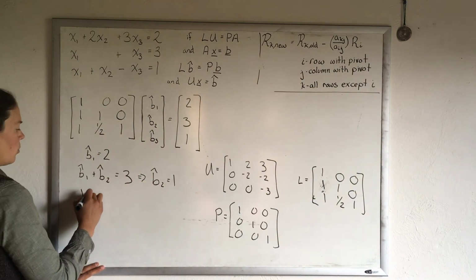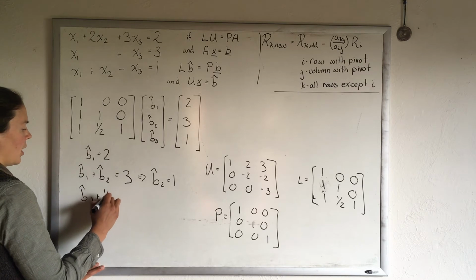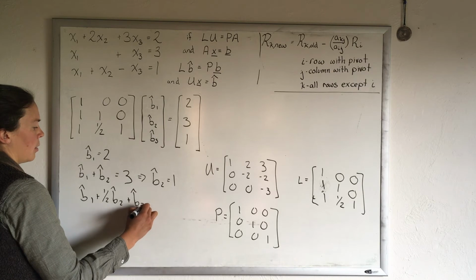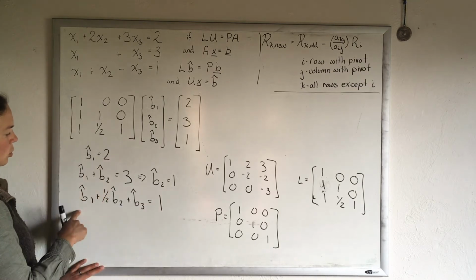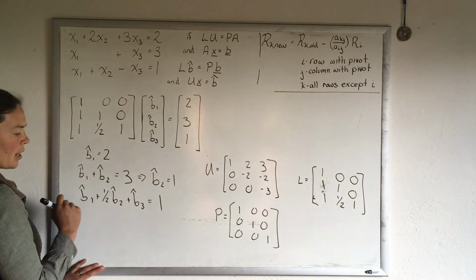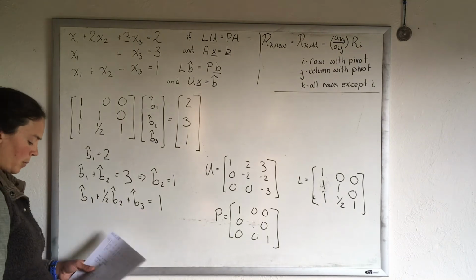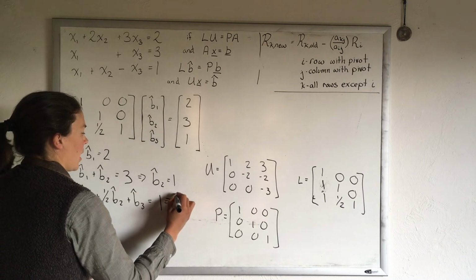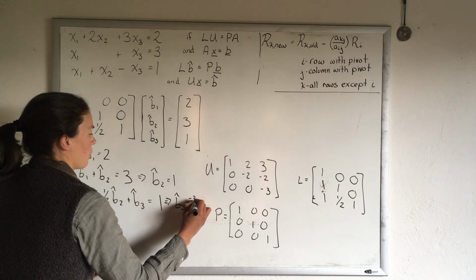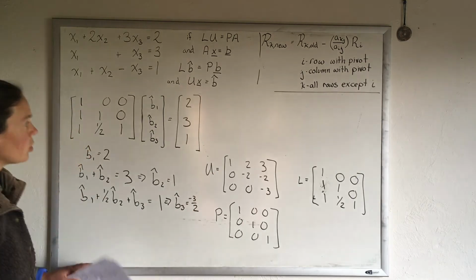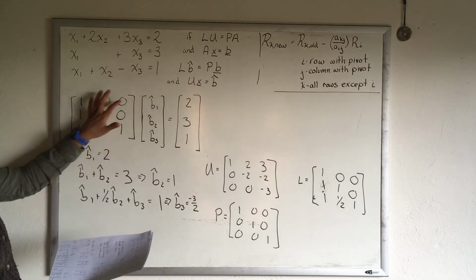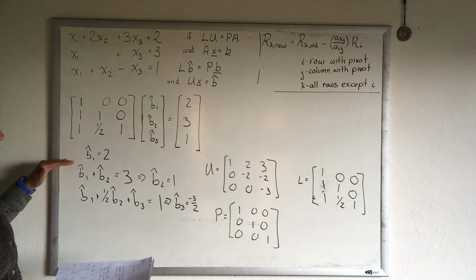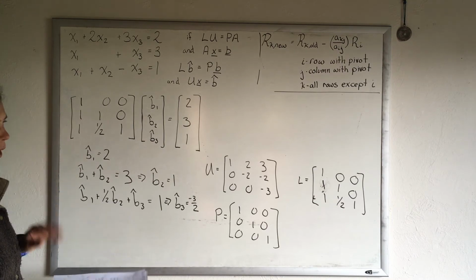And then our last row, B hat 1 plus 1/2 B hat 2 plus B hat 3 is equal to 1. And if we plug in 2 for B hat 1 and 1 for B hat 2, then we can very quickly solve for B hat 3, and I got negative 3/2. So this gives us B hat 3 is negative 3/2. So even though it looks like an ugly matrix to solve, because of all these zeros in the upper part of the matrix, we can just use forward substitution to solve for them one at a time without much trouble at all.